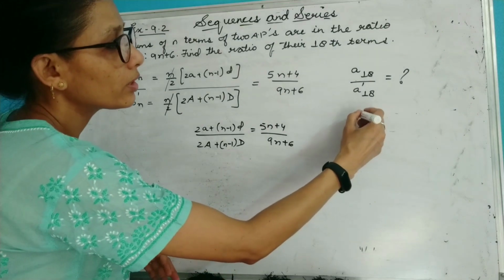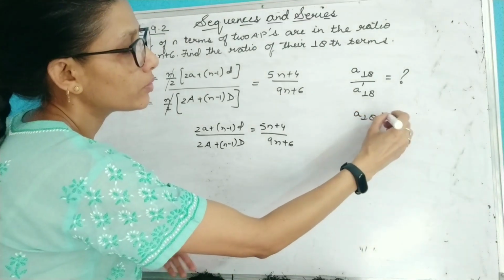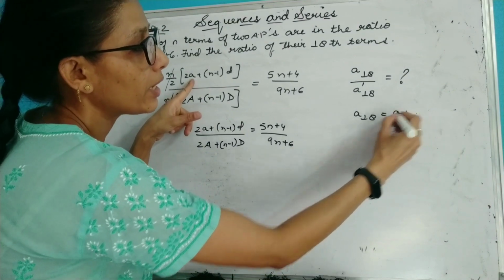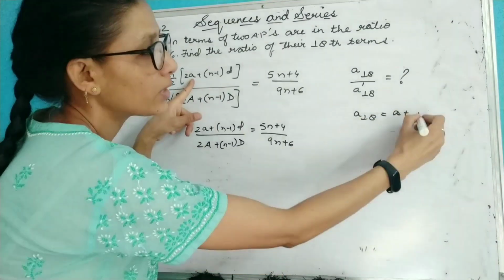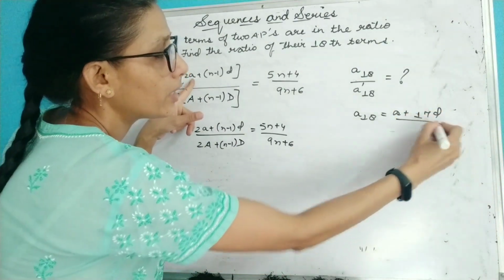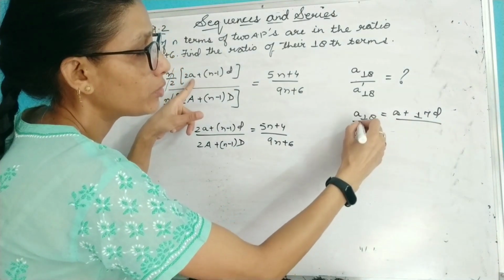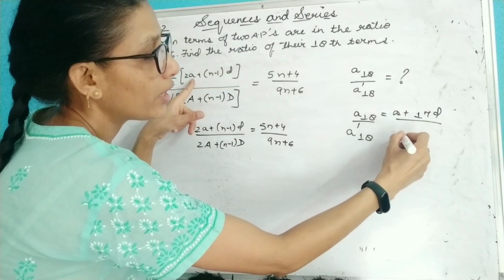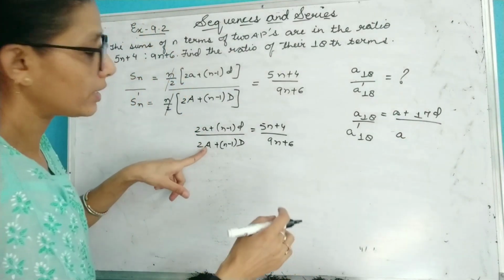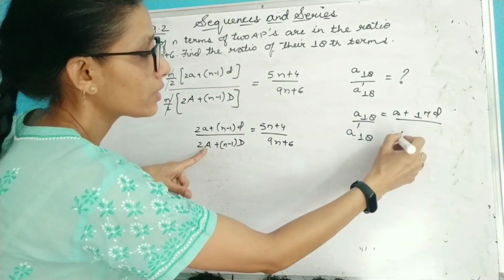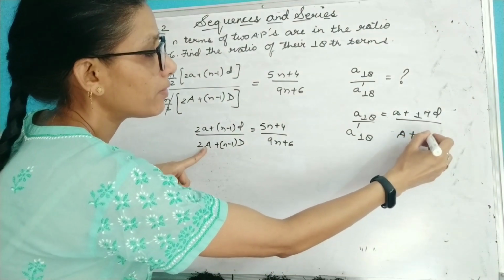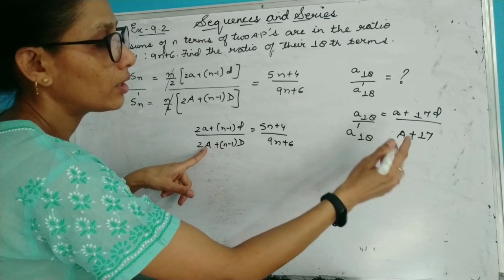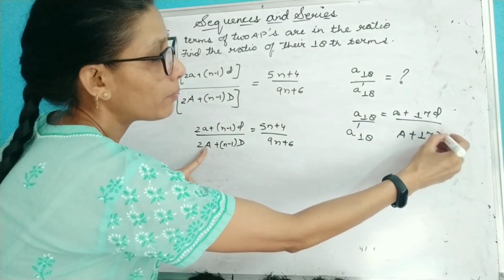I know that the 18th term, whose first term is a, can be written as a plus 18 minus 1, that means 17d. And again, for the other AP, I have taken capital A, so I will be taking it as capital A plus 17 capital D, because n is the same for both the APs.